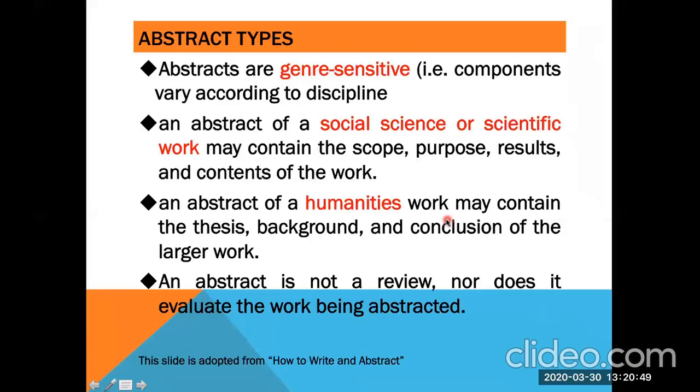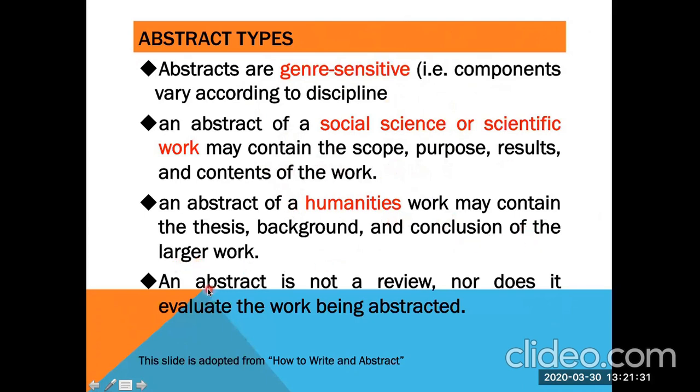In this slide, we will talk about the different types of abstracts. Abstracts are genre sensitive. In this case, components vary according to discipline. For every discipline, there is a special type of abstract, and this is basically different from one to another. An abstract of a social science or scientific work, for instance, may contain the scope of the study, purpose, results, and contents. As for humanities, the work may contain the thesis, background, and conclusion of the larger work.